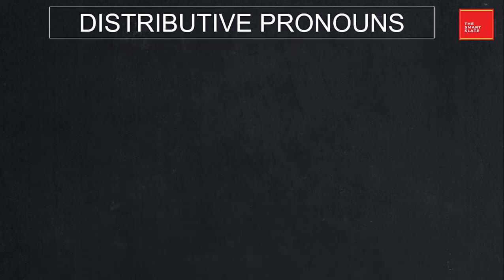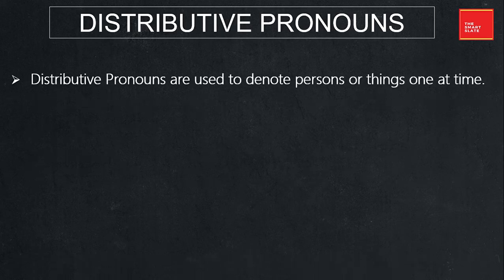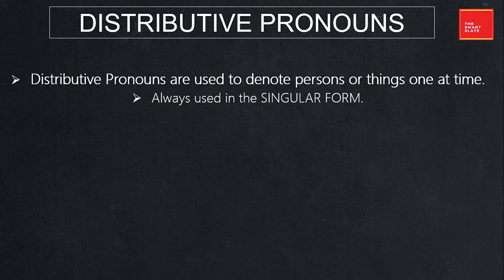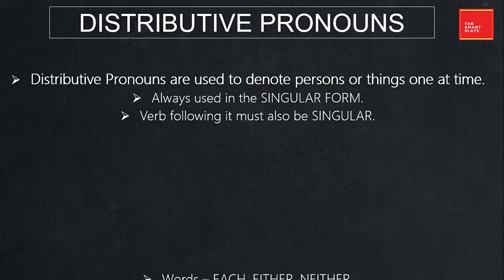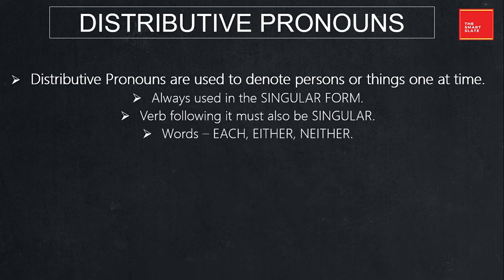Next type is distributive pronouns. Distributive pronouns are used to denote persons or things one at a time. It is always used in a singular form. The verb following it must also be singular. Words like each, either, or neither you can say. So it is used in the form of a pronoun.